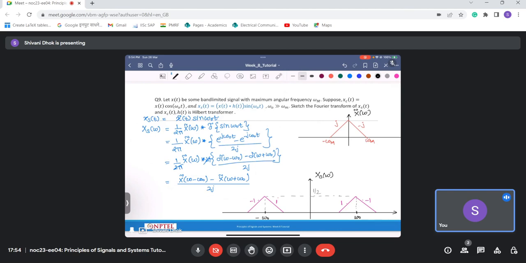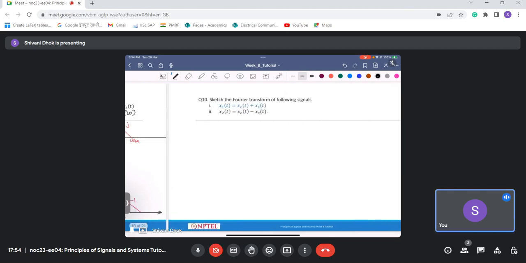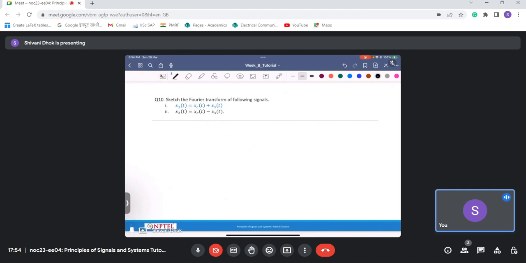Okay, if this is clear, then let us look at the last question that we need to do. Suppose we consider the same xc of t and xs of t from the previous examples. Now what we need to do is sketch the Fourier transform of x1 of t, which is given as xc of t plus xs of t. This means that the Fourier transform of x1 of t, X1 of omega, is simply Xc of omega plus Xs of omega using the linearity property.